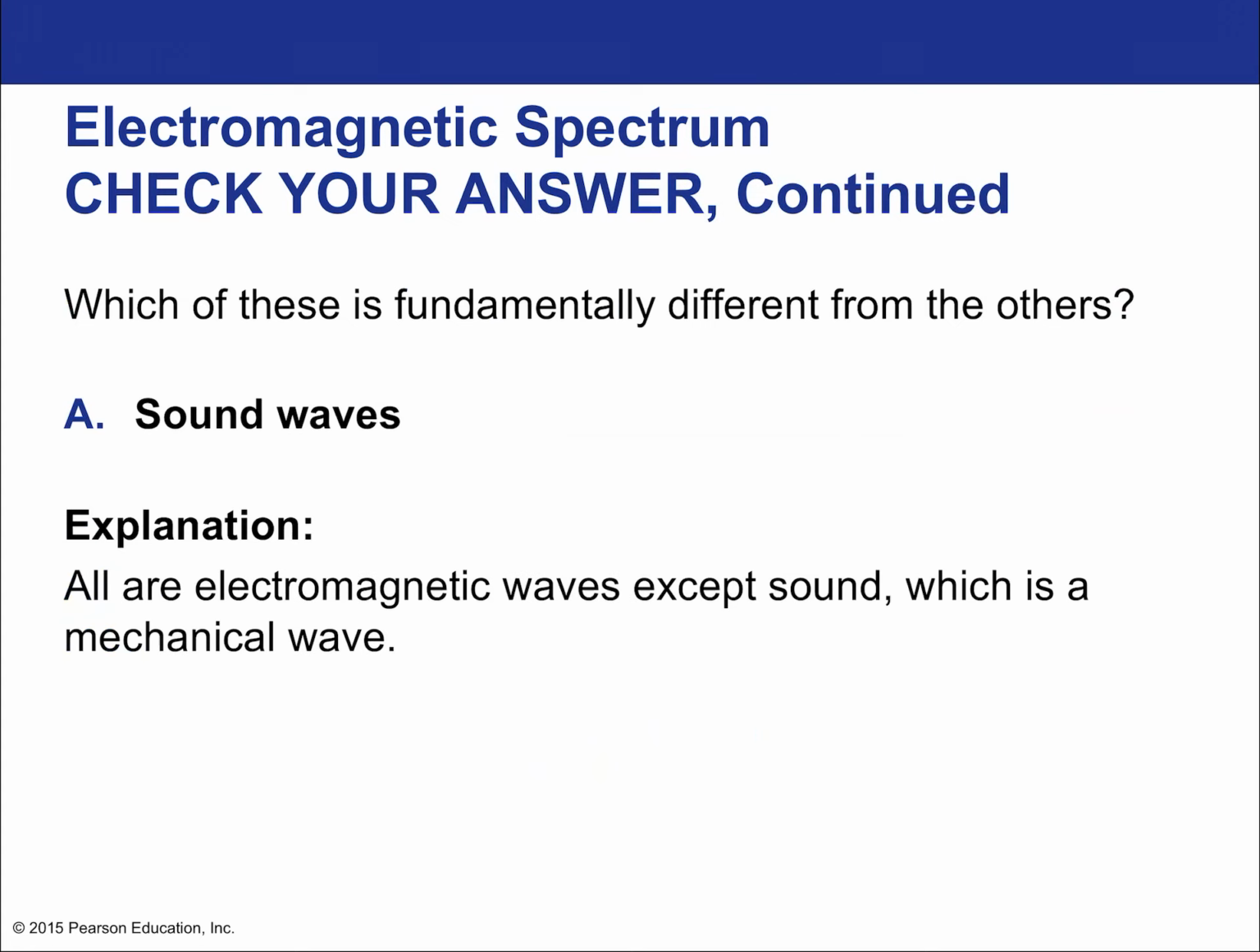Because sound waves, first of all, they're longitudinal, so there's a big difference there in wave types. After all, light is a transverse wave. And furthermore, it's a mechanical wave. It's not electromagnetic at all. Sound is not electromagnetic. It is mechanical. It is the actual motion of molecules.